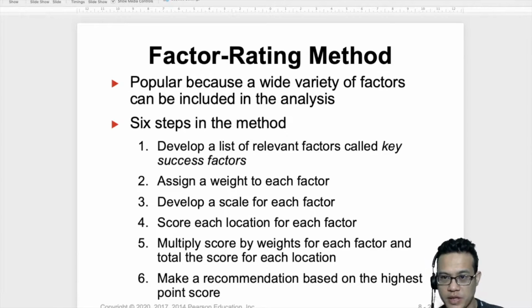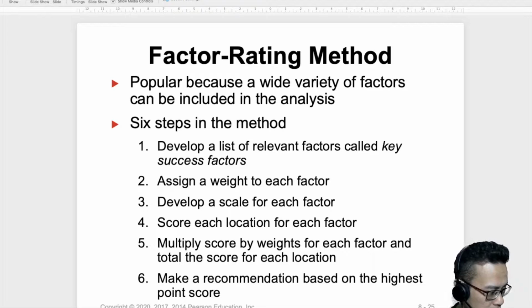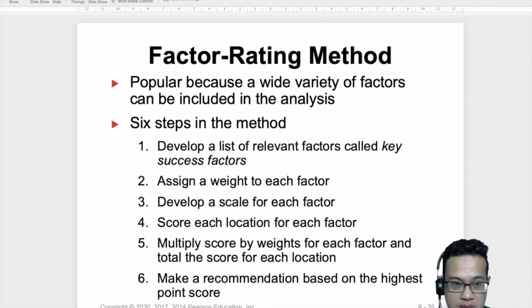Let's talk about the factor rating method. There are many factors, both qualitative and quantitative, that you would like to consider in choosing your location. Some of these factors are much more important than the others, so managers can actually use weightings.